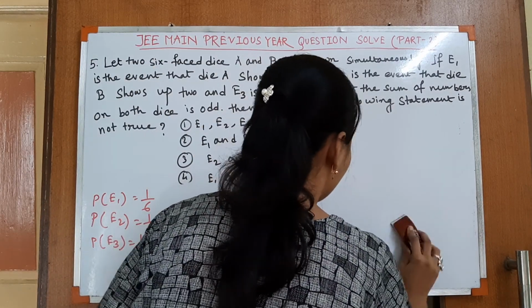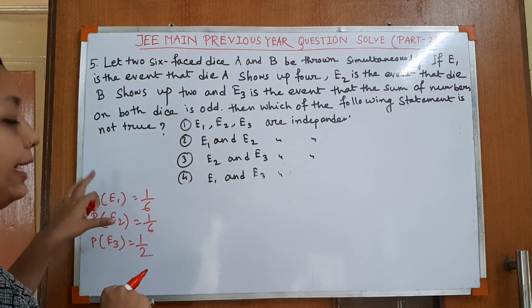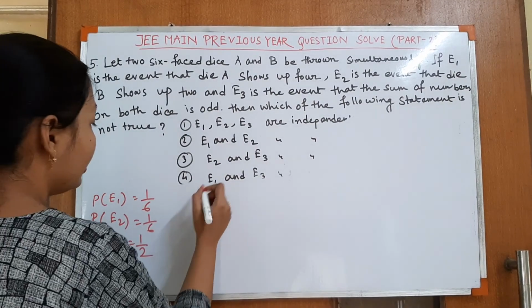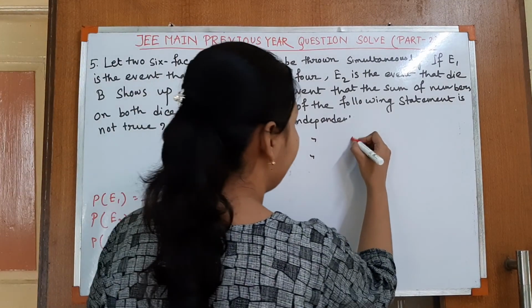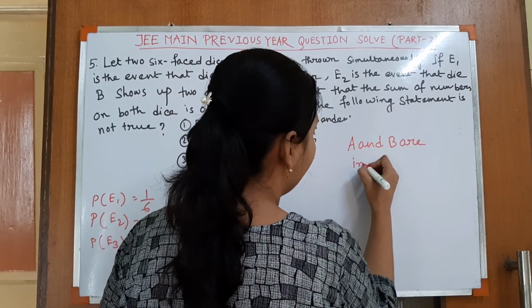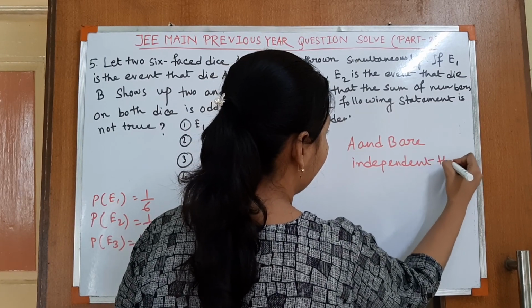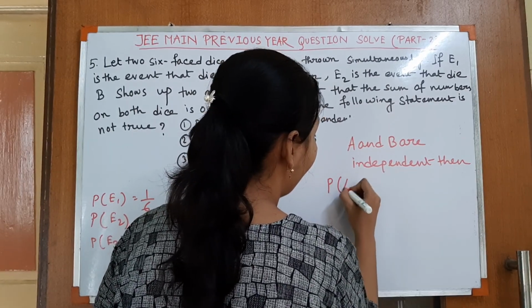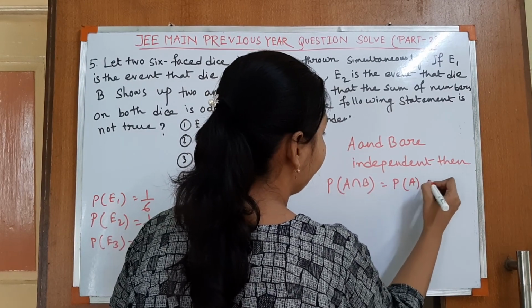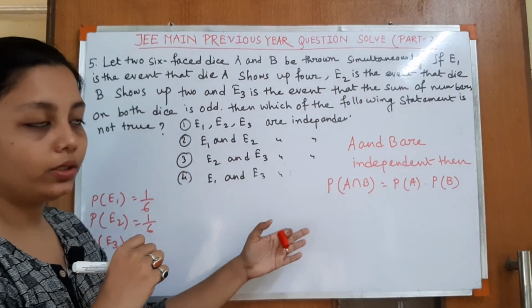Now we have to check the independence between these events. If two events A and B are independent, then the probability of A intersection B equals the probability of A times the probability of B. This condition always holds.